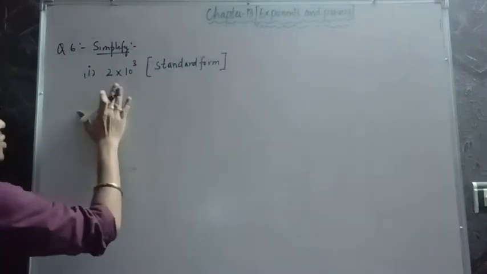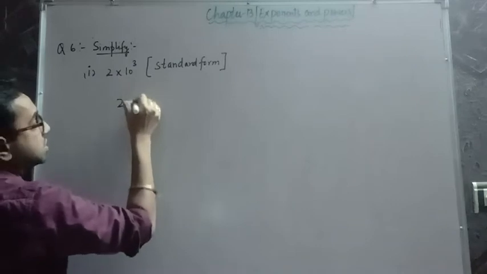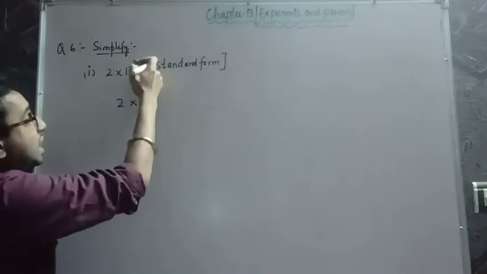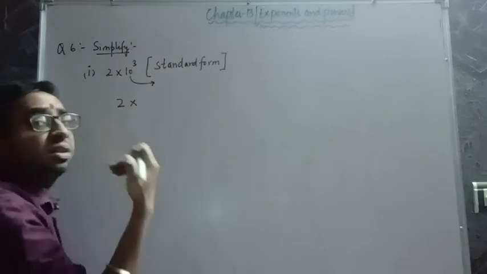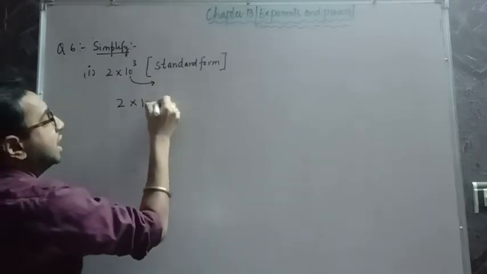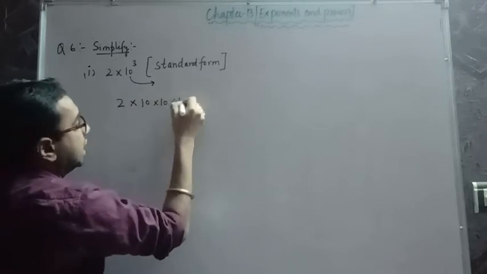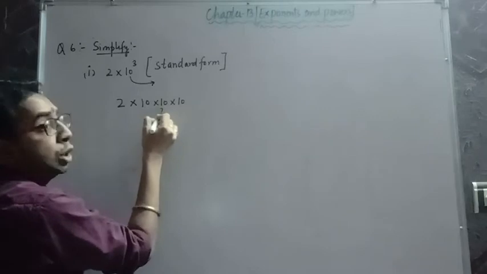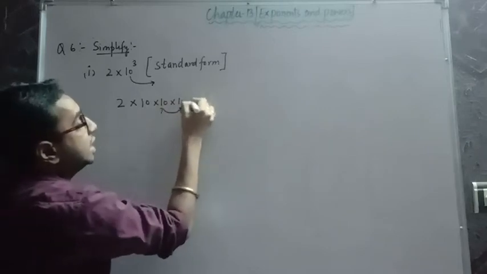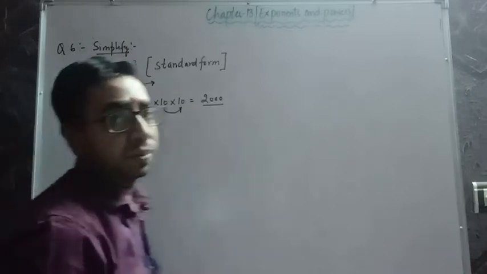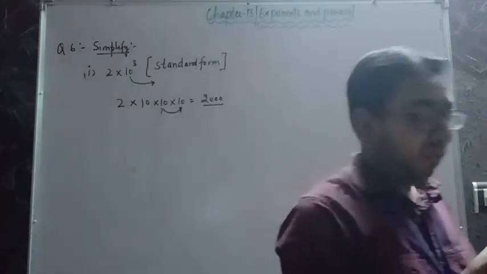Now, how do we represent 2 into 10 raised to power 3? 10 raised to power 3 means this 3 is asking 10 to be represented how many times? 3 times. Very good. 10 into 10 into 10. Now 2 into 10, 20. 20 into 10, 200. 200 into 10, it's 2000. What is the answer? The answer is 2000. Are we clear? This is what simplification is.